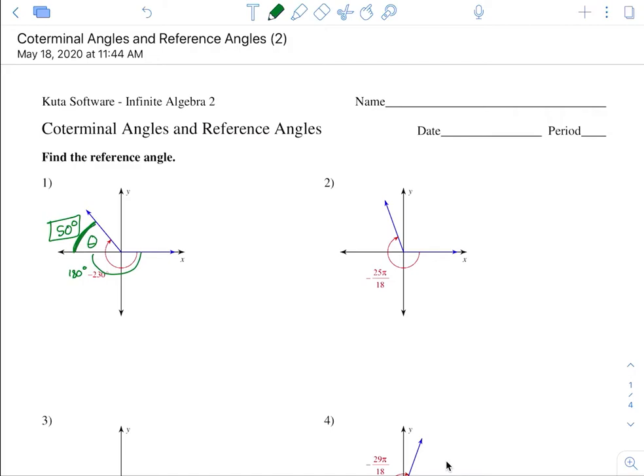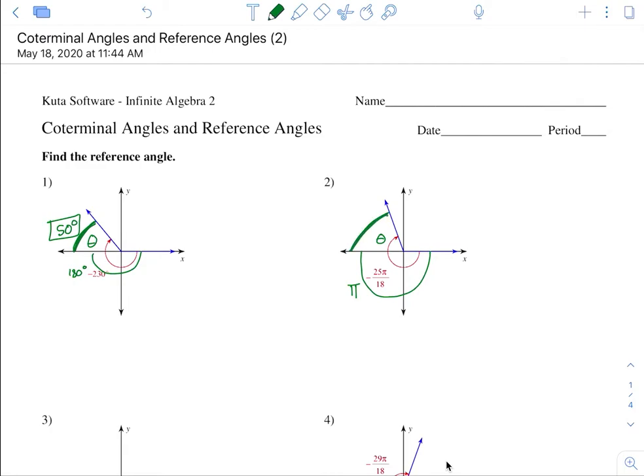Now number 2, that amount is negative 25 pi over 18. So what we have to do is, well, we know that the reference angle is going to be right here because that's the angle formed from the x-axis and the terminal side. Now, in order to find that amount, you all know that this is 180 degrees, right? But we know in radians that's the same thing as pi. So if that's pi, then we have to figure out how much this little piece is right there.